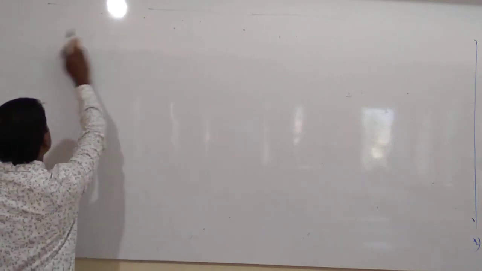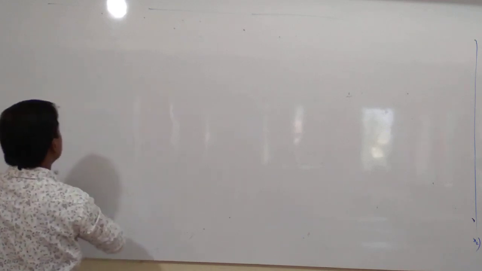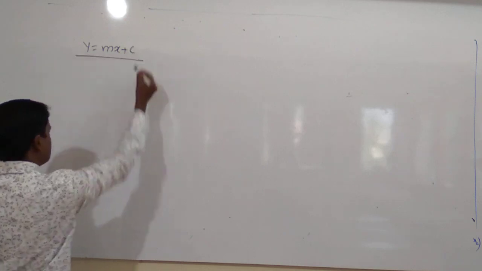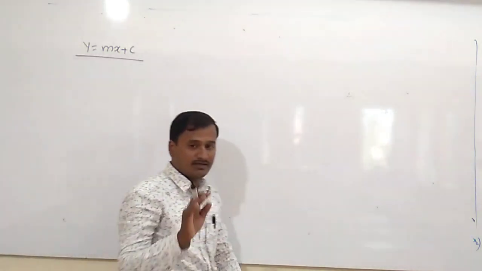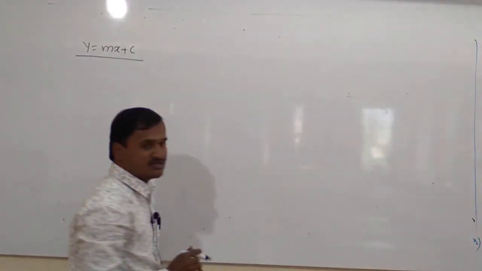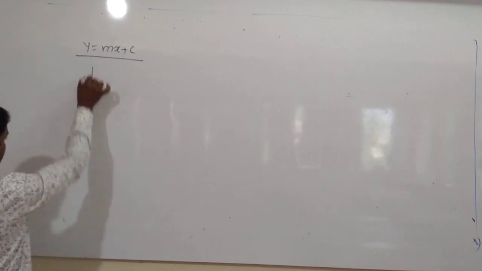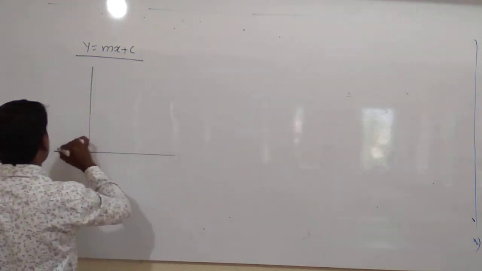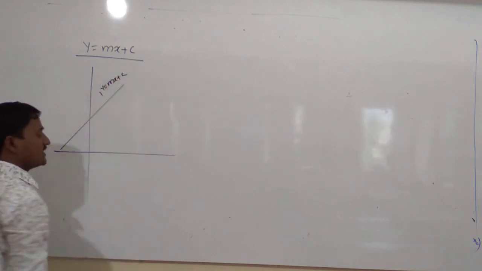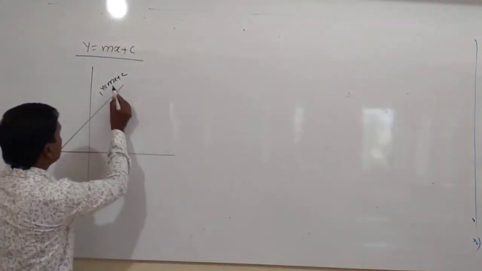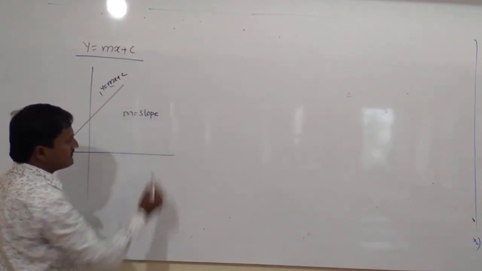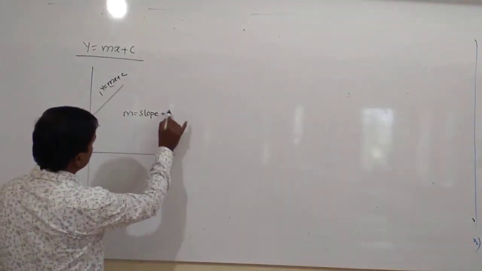Before that, let us see the equation of a line in slope intercept form. If you take y is equal to mx plus c, what does it represent? Clearly it is a linear function with slope m and y intercept c. If you take the graph of this function, I think you are getting it like this. So what about m? m is nothing but the slope.